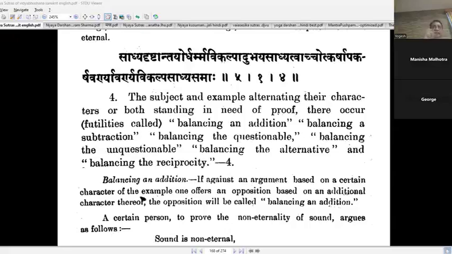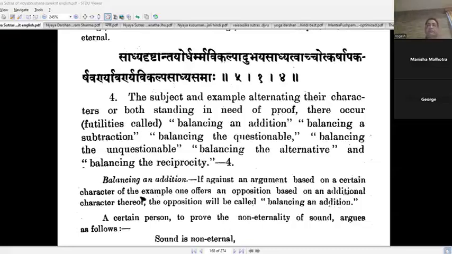So jiski proposition hai, the one who is giving a proposition, he can be refuted by these means, that is balancing the addition, so using more properties; balancing the subtraction, where there are fewer properties; using questionable means, that is varnya; using unquestionable means, that is avarnya. Then vikalp. Vikalp is a choice, an alternative. So you are saying this alternative is also possible. And then reciprocity, sadhya sama.